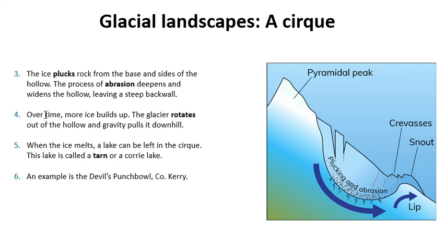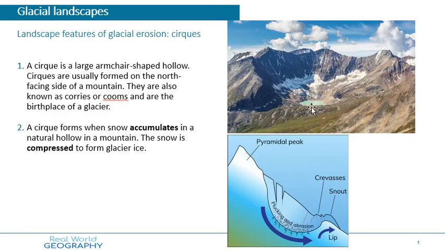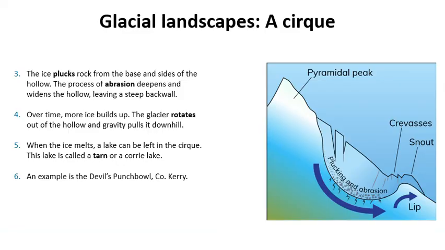When the ice melts, a lake can be left in the cirque, and this lake is called a tarn or a corrie lake. So if we go back here, here is our little lake. This is our tarn or corrie. That's basically when it rains, that little hole fills with water. An example of a cirque is the Devil's Punch Bowl in County Kerry.